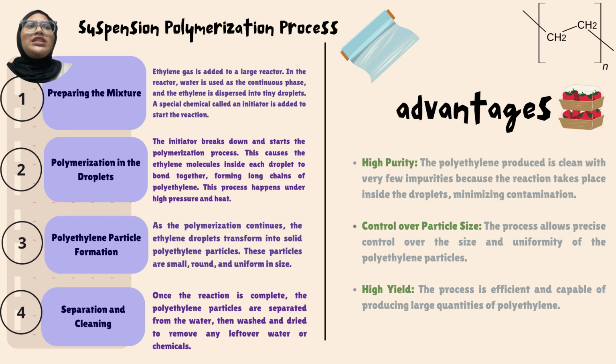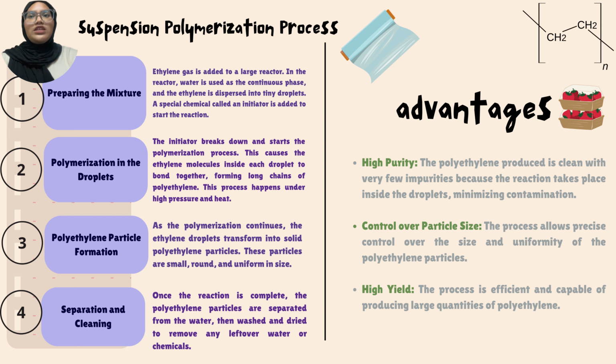Step 2. Polymerization in droplets. The initiator breaks down and starts the polymerization process. This causes the ethylene molecules inside each droplet to bond together, forming a long chain of polyethylene. This process happens under high pressure and heat. The third step is polyethylene particle formation. As the polymerization continues, the ethylene droplets transform into solid polyethylene particles. These particles are small, round and uniform in size. Lastly, separation and cleaning. Once the reaction is complete, the polyethylene particles are separated from the water, then washed and dried to remove any leftover water or chemicals.